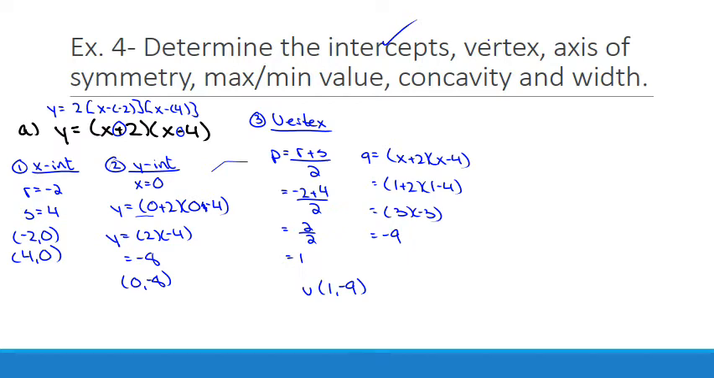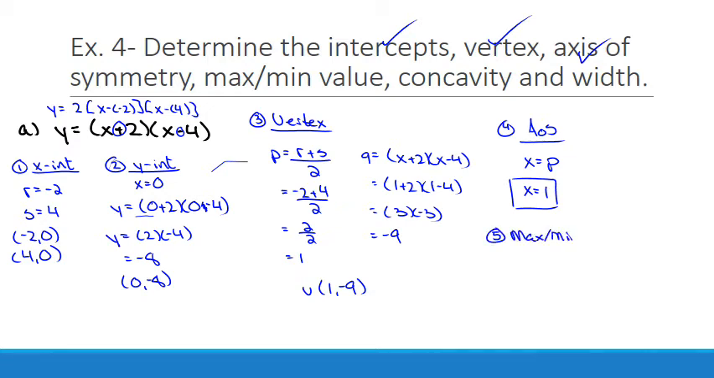All right, so there's the vertex. Axis of symmetry. Hopefully you remember that it is always a vertical line. It is always equal to the p-value of your vertex. So x is equal to positive 1. That one's done. That's pretty easy. The max min value is also not so bad because that is based on your vertex.